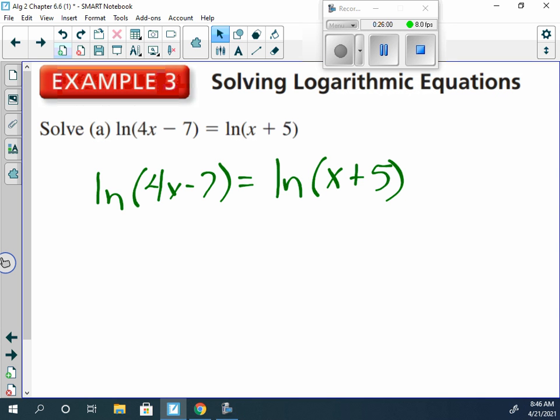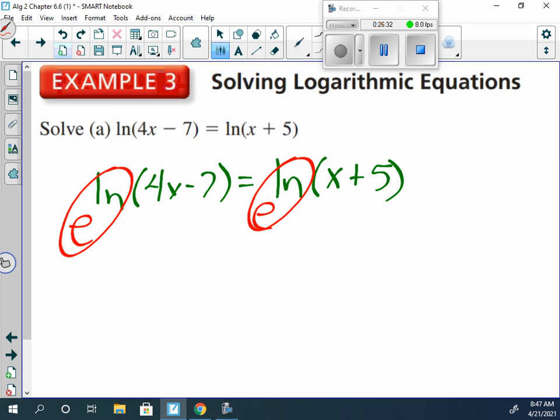even though they're not written, we know that the base for a natural log is what? E. So if I put both sides so that I have e to the natural log of 4x minus 7 and e to the natural log of x plus 5, well, e and the ln would simplify out, leaving us with just 4x minus 7 is equal to x plus 5.